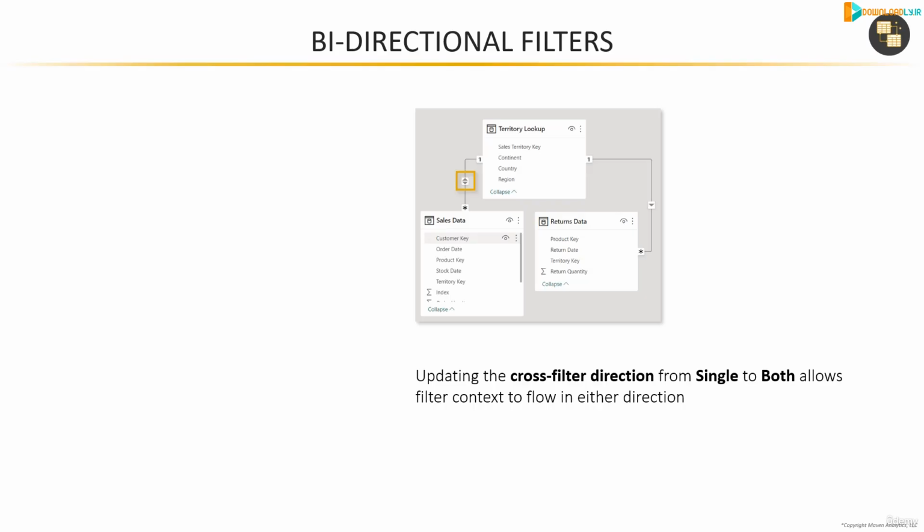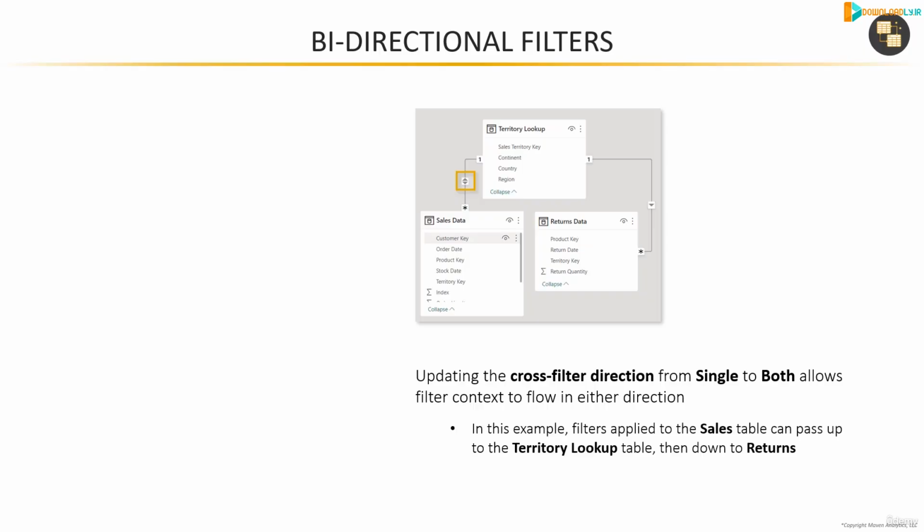So we've been talking about these relationships, these filter wires, as one-way streets, where filter context can only flow in the direction of the arrow, but when you change the cross-filter direction to both, you're essentially turning it into a two-way street. And what that means is that in this example, if we apply filters to the sales data table, that filter context can now pass up to the territory lookup and then down to the returns table, which is something that wasn't possible before with only one-way filters.